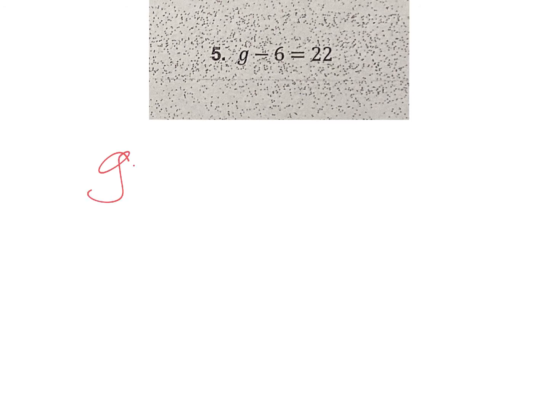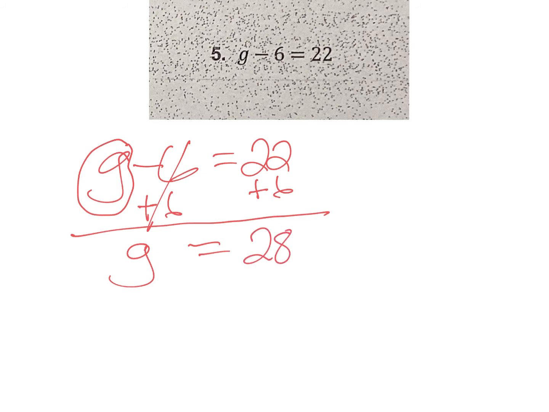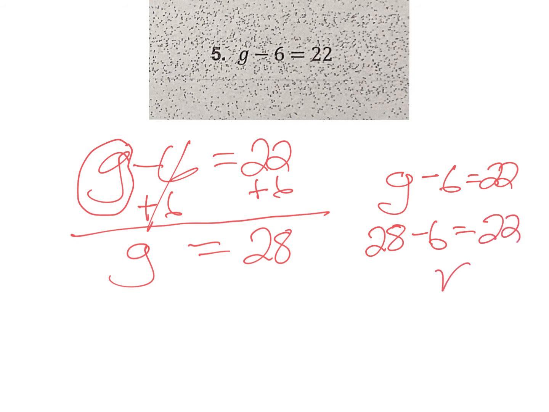All right, number 5. So we have g minus 6 equals 22. I want to find out what this g is. So minus 6, I got to do the opposite, plus 6. And I got to add 6 on each side to keep the equation in balance. Those two cross each other out. You have g equals 22 plus 6 is 28. All right. I'm going to rewrite the original problem. g minus 6 equals 22. I think g is 28, so I put 28 for g. 28 minus 6 is 22, so it checks out.